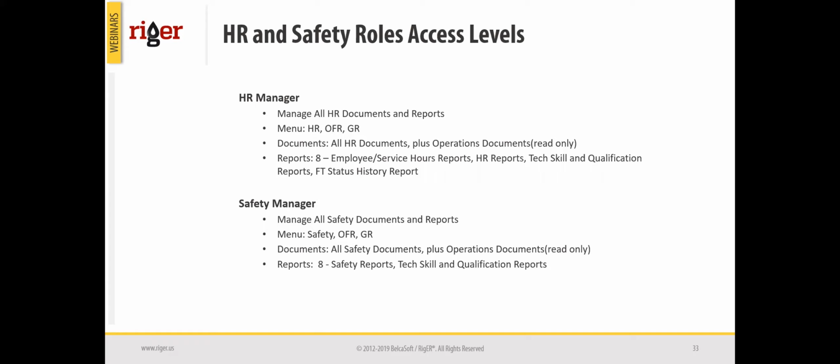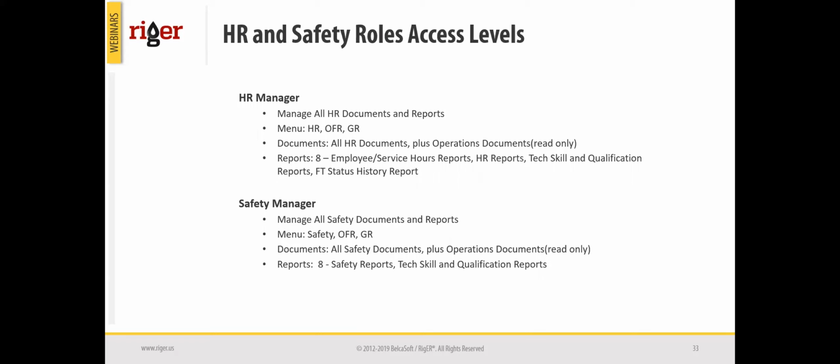Menus that he can see in his particular setup would be the HR, Oilfield Rentals, and General Rentals. He can also have by default access to several operational documents, because usually in operations we also track the field technician hours and the crew hours and the time. So the HR will need that information and he can have access to it. And he also has access to several reports, which can be the employee and also oilfield service hours reports, all quantity of the HR reports, and the tech skill and qualification reports in our system.